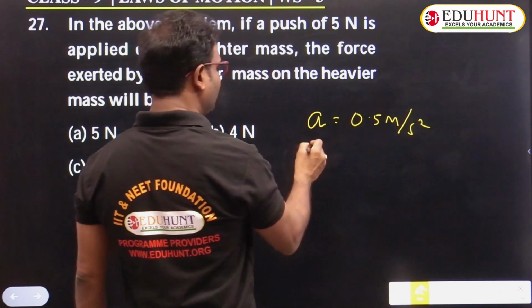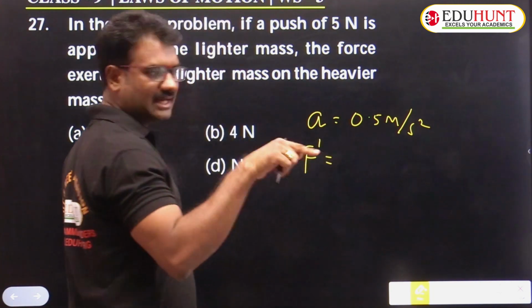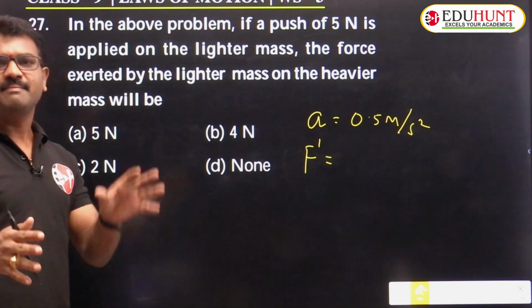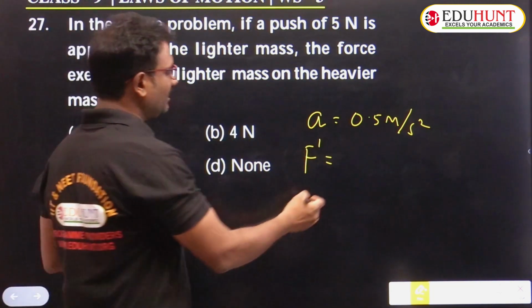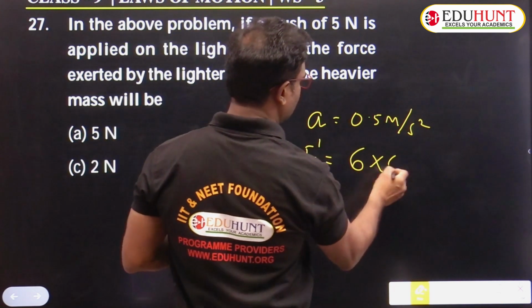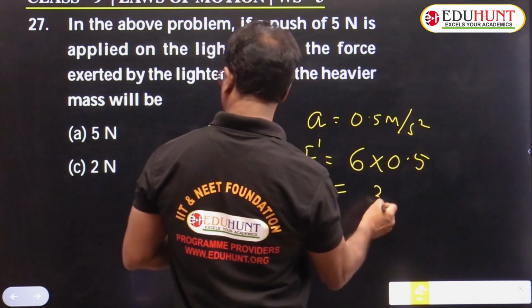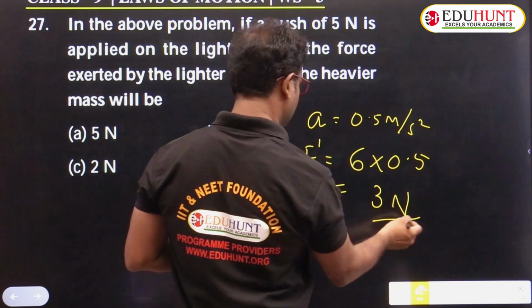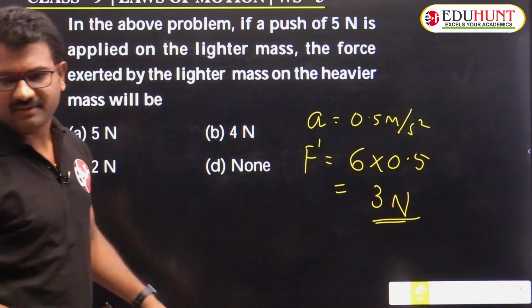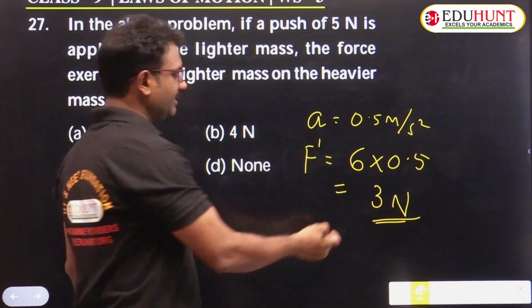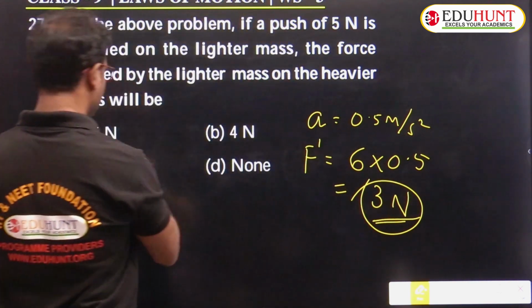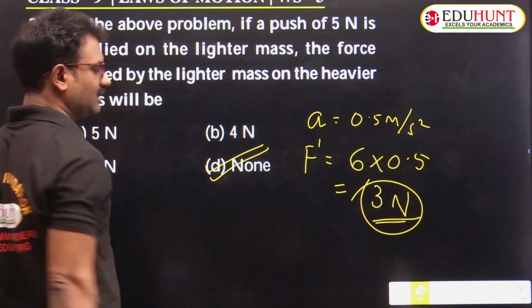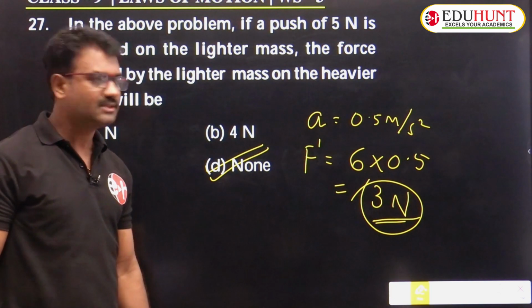But here the force f dash is equal to mass into acceleration. Here, mass of which body? Mass of the heavier body. So what is the mass of the heavier body? 6 into acceleration 0.5, which is equal to 3 newtons. So 6 into 0.5 is equal to 3 newtons, which means there is no 3 newtons option here. That's why the answer is none of the above. Got it?